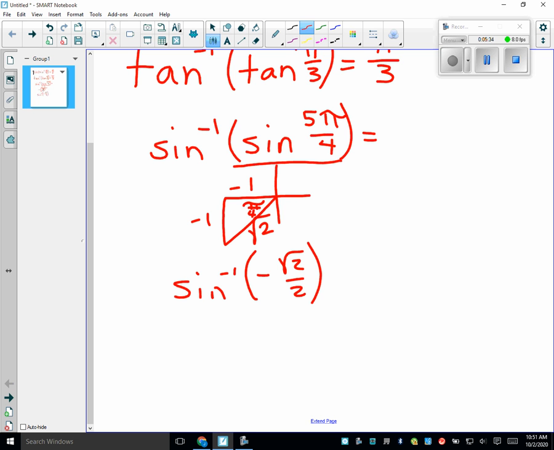Okay. When I do inverse sine of a negative, what quadrant is it in? 4. So this is in quadrant 4, and it's down here, and this is radical 2, and this is negative 1. Yes? What is this angle? That's going to be pi over 4 again. No, it is not. Negative pi over 4.